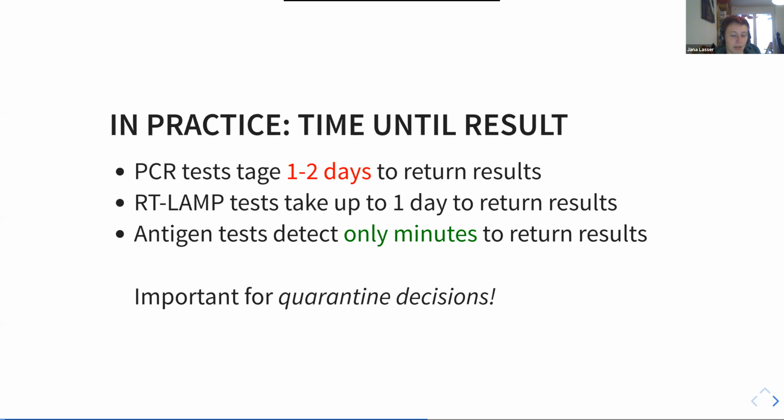Now, this return time of the result is important for quarantine decisions, because we only send contact persons of infected people into quarantine if we get a positive result. So if we have to wait 2 days to actually get a result, those contacts of the potentially infected person might run around another 2 days and already infect other people. Whereas if we get the result immediately, we can immediately start quarantining the K1 contact persons, and therefore make the outbreak smaller.